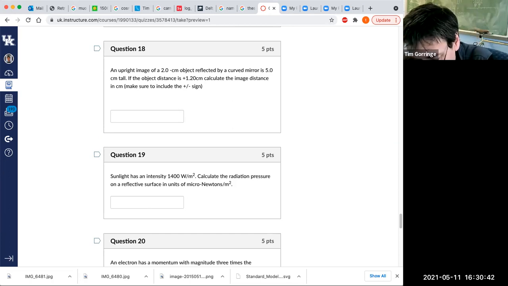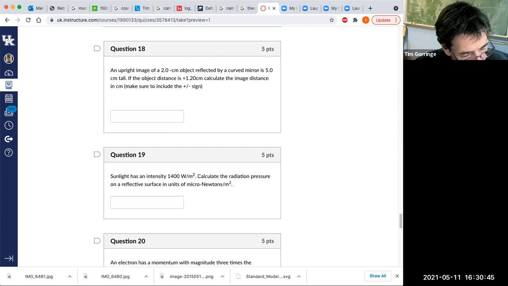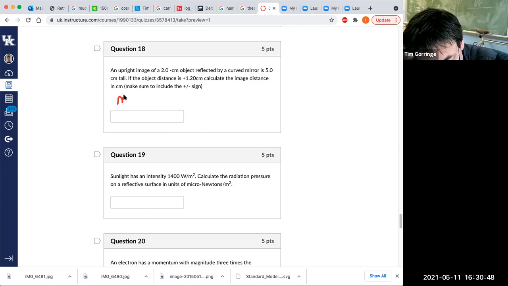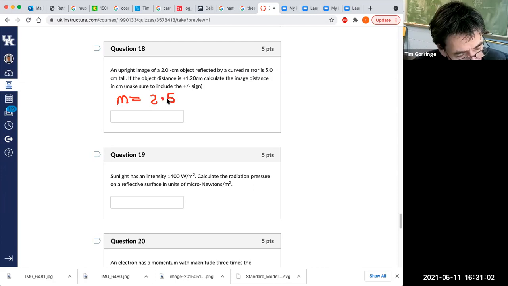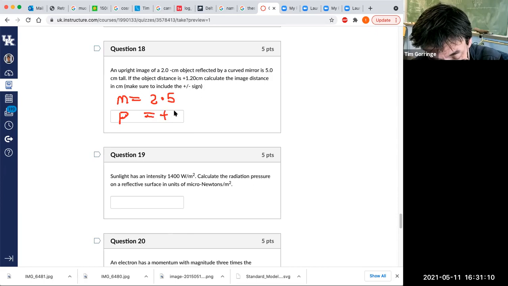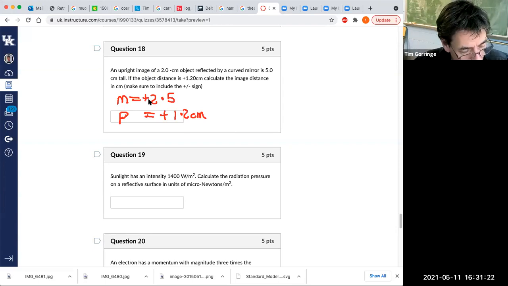There are 2 pieces of information we're really being told here. That's the important point. Firstly, we're being told the magnification. The image is 5 centimeters tall. The object was 2 centimeters tall. So the magnification is 2.5. And secondly, we're being told the object distance. So that's p, and the object distance is plus 1.2 centimeters. So we're told both these pieces of information. The magnification is positive because the image was upright.